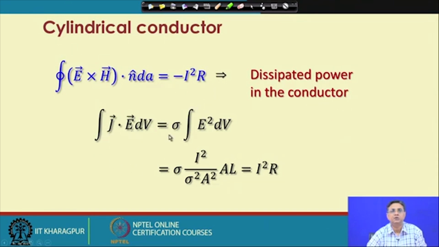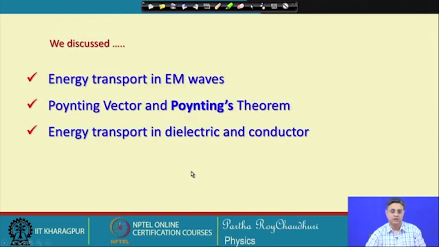And J dot E dV will be equal to sigma E square dV. So, this quantity is the loss. That is equal to sigma integration of E square dV. If I substitute for E square, then we again end up with the same value, that is I square R. That means the energy which is flowing out is equal to the dissipation through the conductor which is carrying a current I.